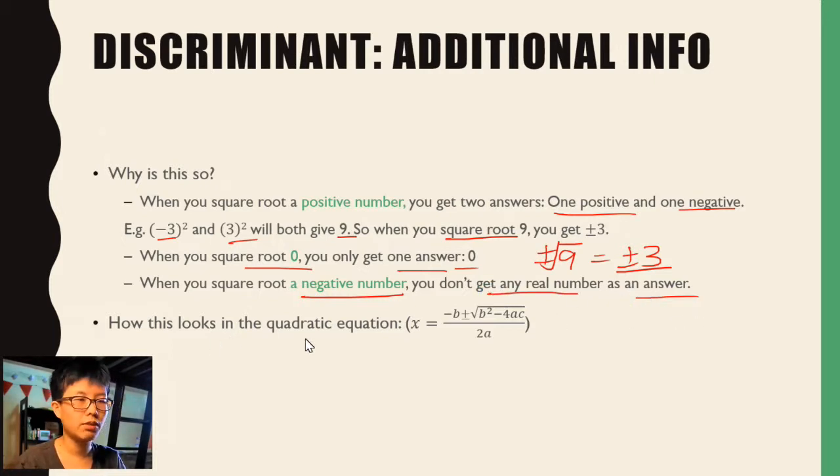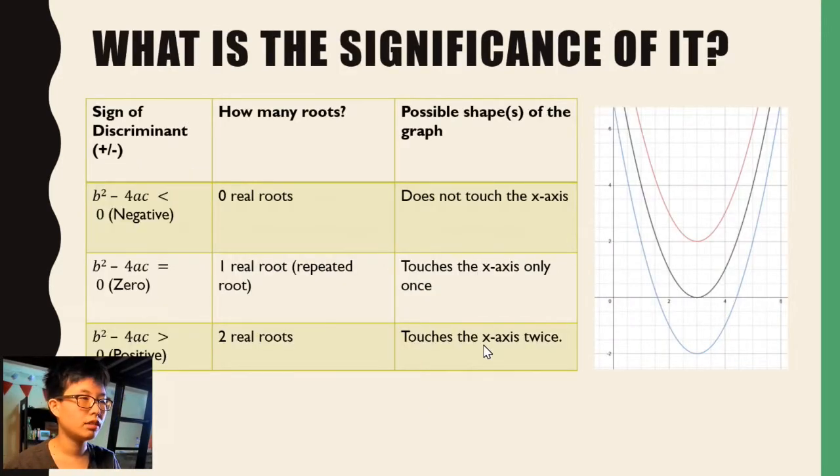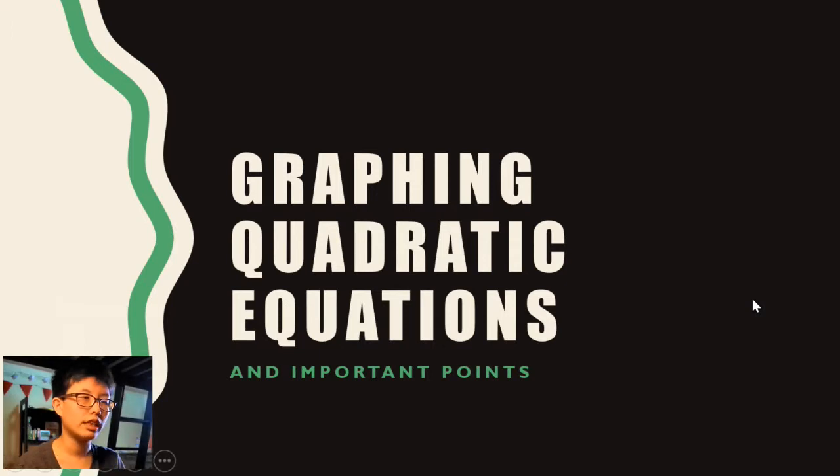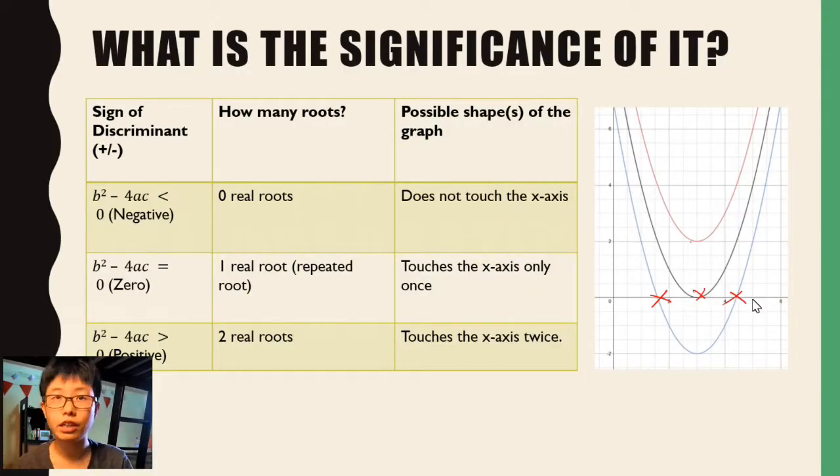So how this looks in the quadratic equation is like this. If the discriminant is a positive number, your x can end up having 2 values. If it's 0, your x has only one value, which is minus b over 2a. And if it's a negative number, you have no real number as an answer. So yeah, this is how it looks: not touching the x-axis at all, touching the x-axis one time, and touching the x-axis 2 times. And that leads us to graphing quadratic equations, but that would be another topic for another day.